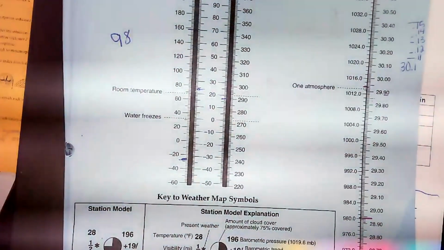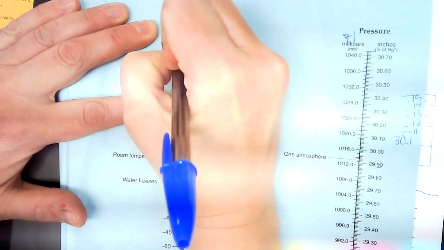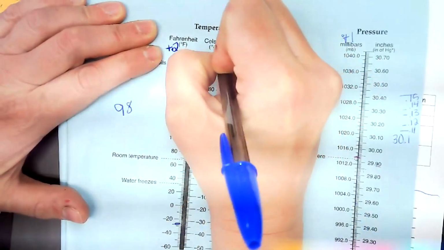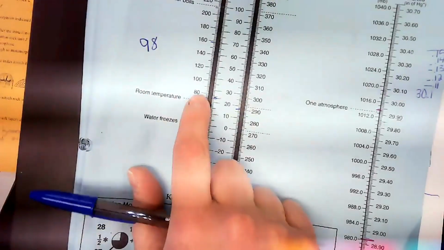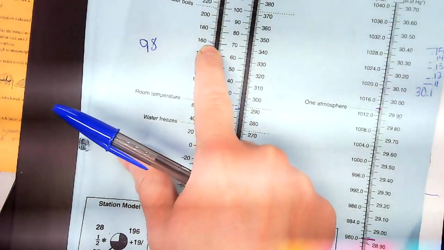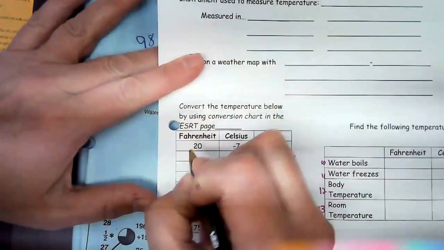Now these lines go up by what on the Fahrenheit side? 2's, which if you don't have that labeled, you might want to add that they went up by 2's on the Fahrenheit and 1 on the other side. So if I'm one line below 160 and they go up by 2's, what is 70 degrees Celsius? 158.